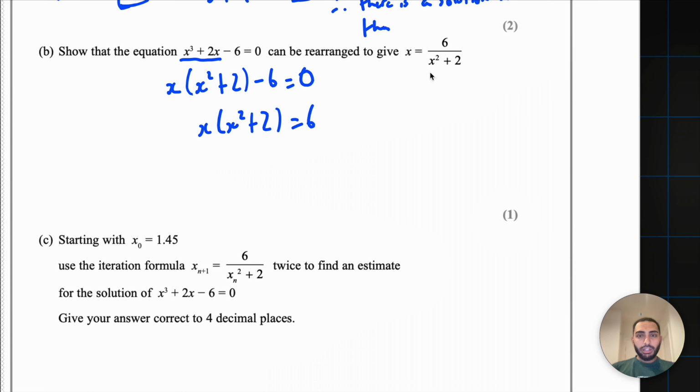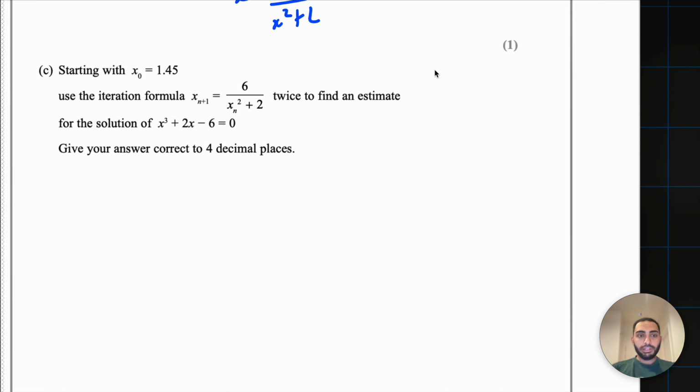And then I can see it's looking kind of like that. I just need to divide by this on both sides to leave me with this. So x is equal to 6 over x squared plus 2. And you can see this answer is exactly the same as this answer.